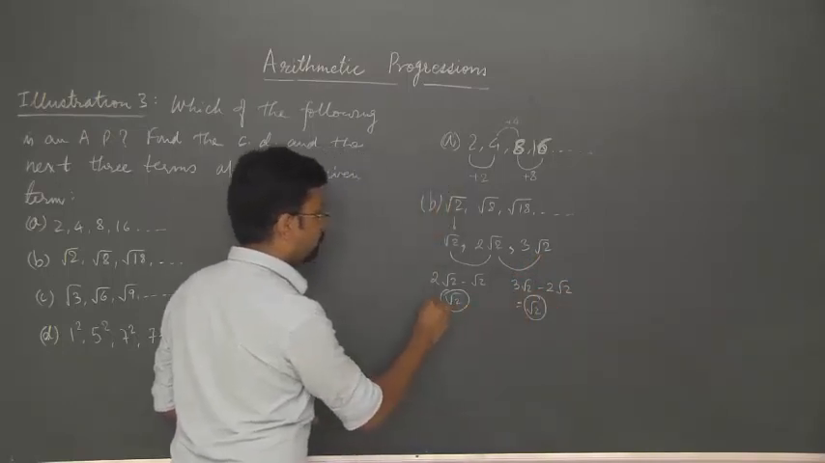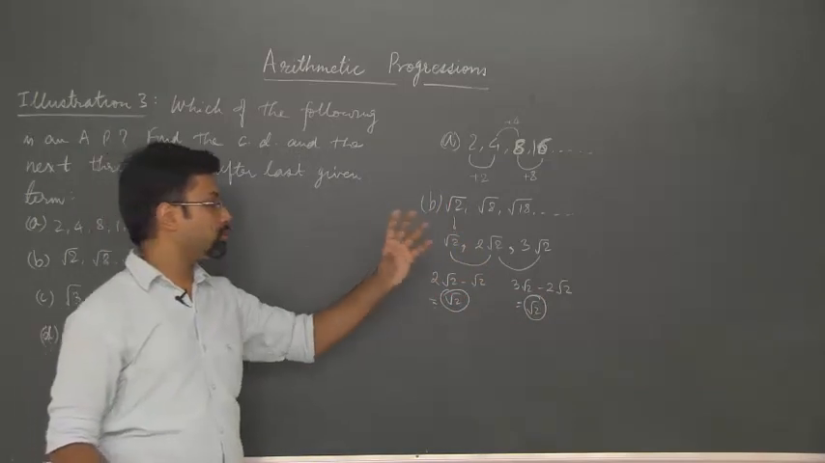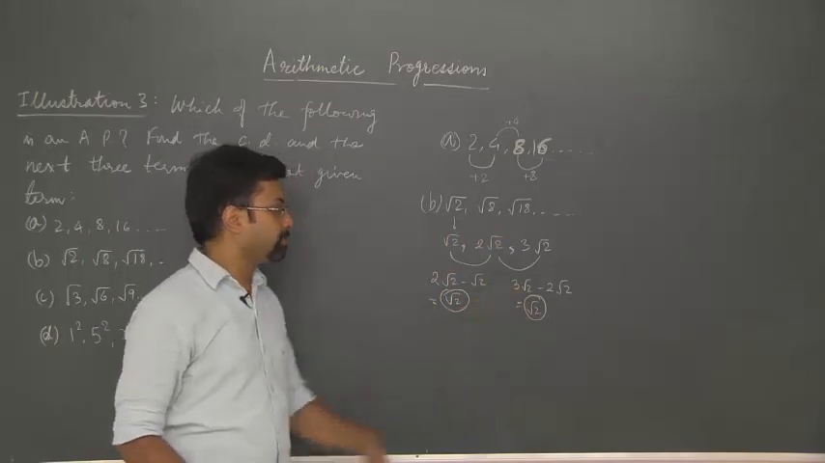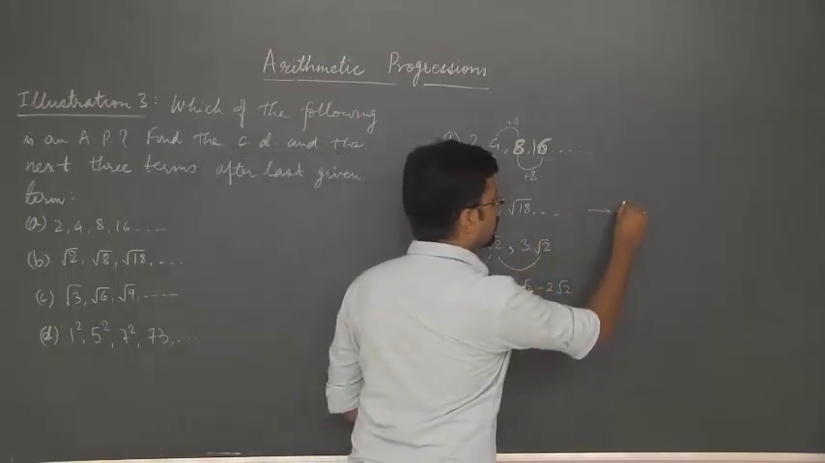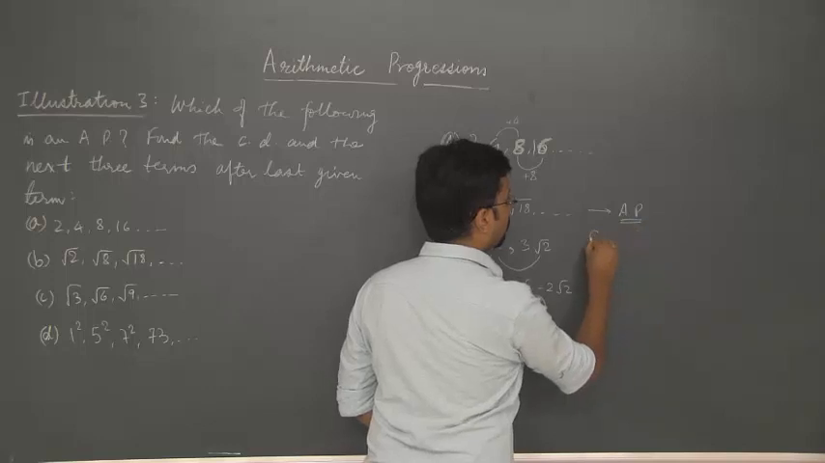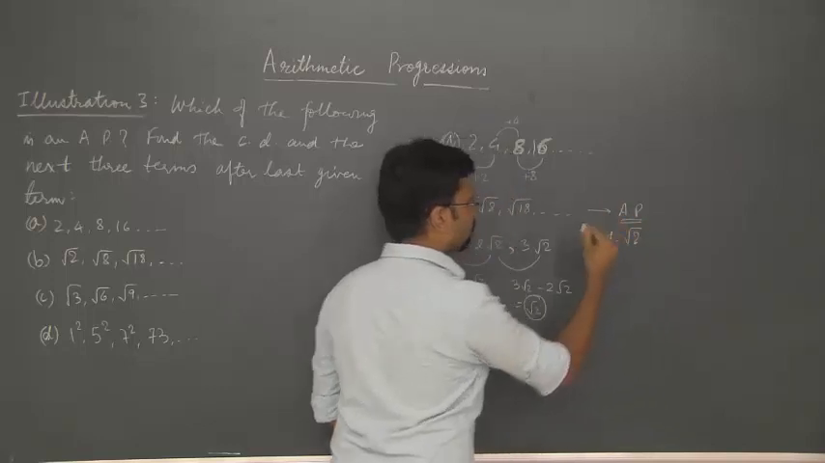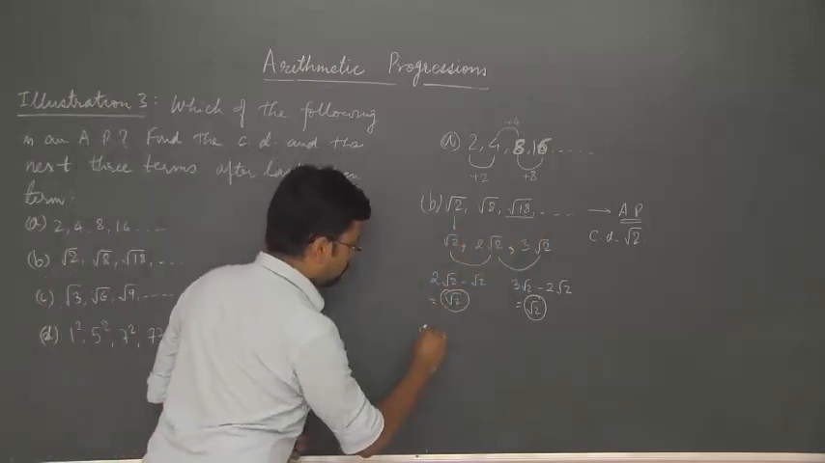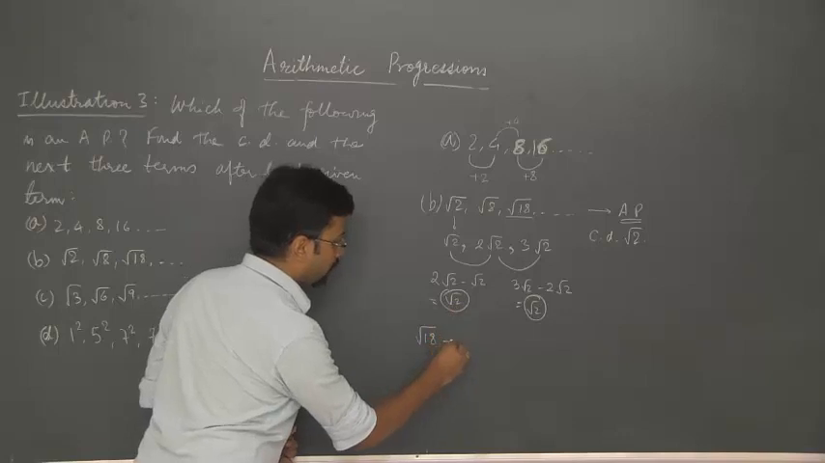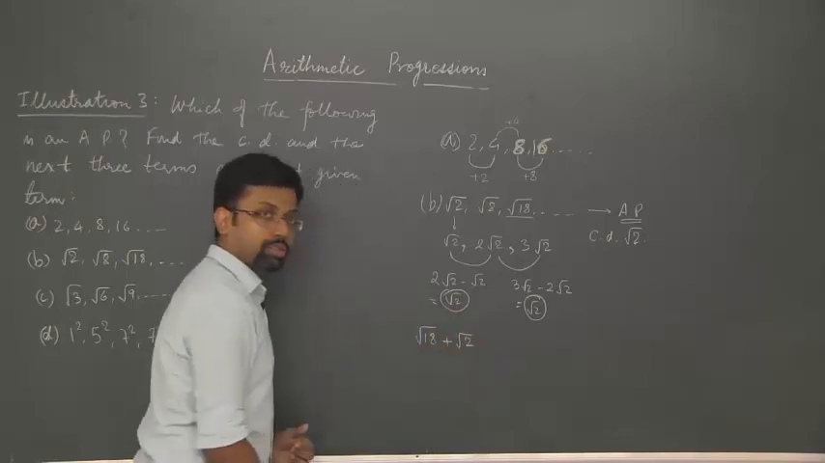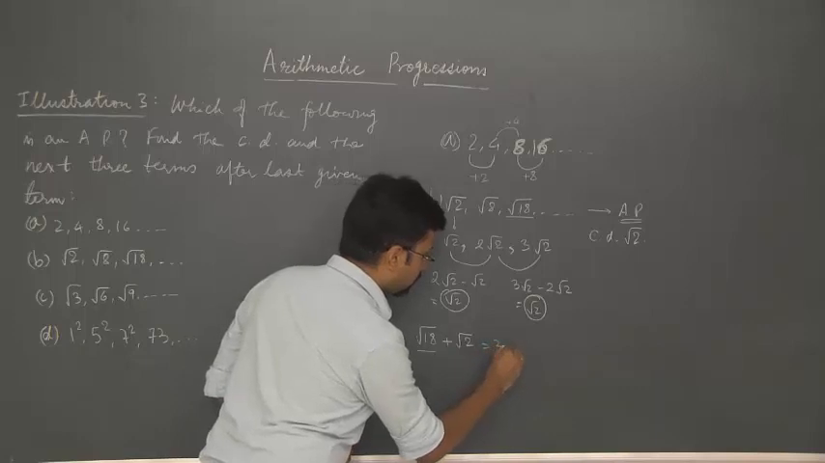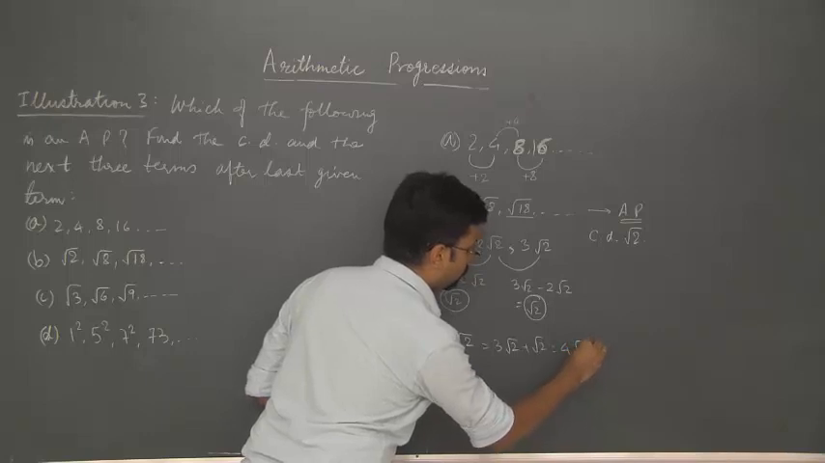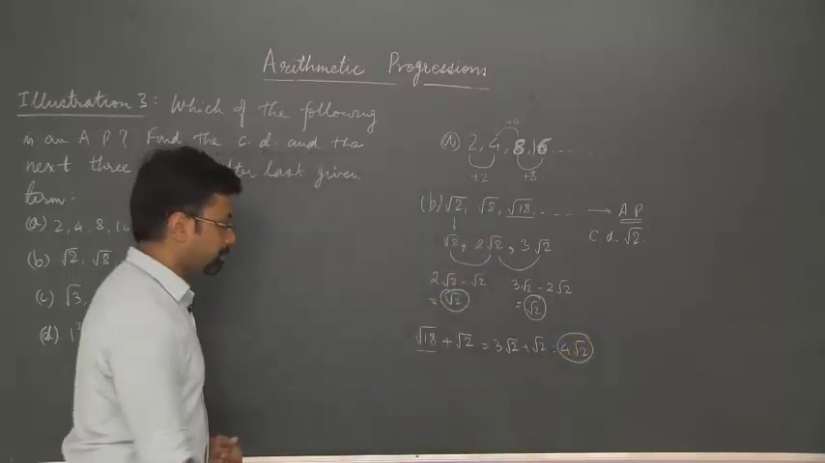So here we observe that the difference between any two consecutive terms remains the same, and it is root 2. Hence, this is an AP with common difference root 2. How do we write the next three numbers? The number is root 18. The common difference is root 2, so we add root 2 to it. So root 18 is what? 3 root 2. And we add root 2 to it, it becomes 4 root 2. 4 root 2 is the next number.